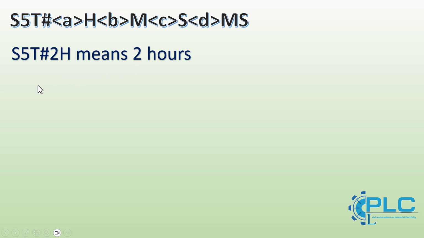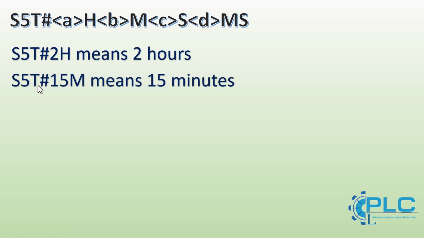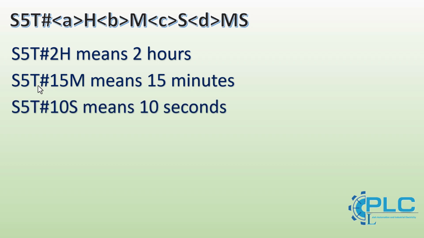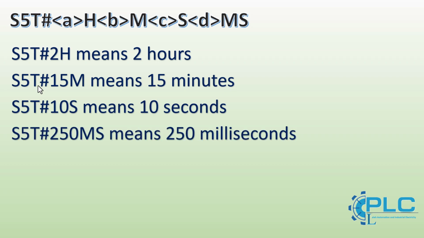Replace B with the number, then write M to show that it's in minutes. Example, S5T15M means 15 minutes. Replace C with the number, then write S to show that it's in seconds. Example, S5T10S means 10 seconds. Replace D with the number, then write MS to show that it's in milliseconds. Example, S5T250MS means 250 milliseconds.